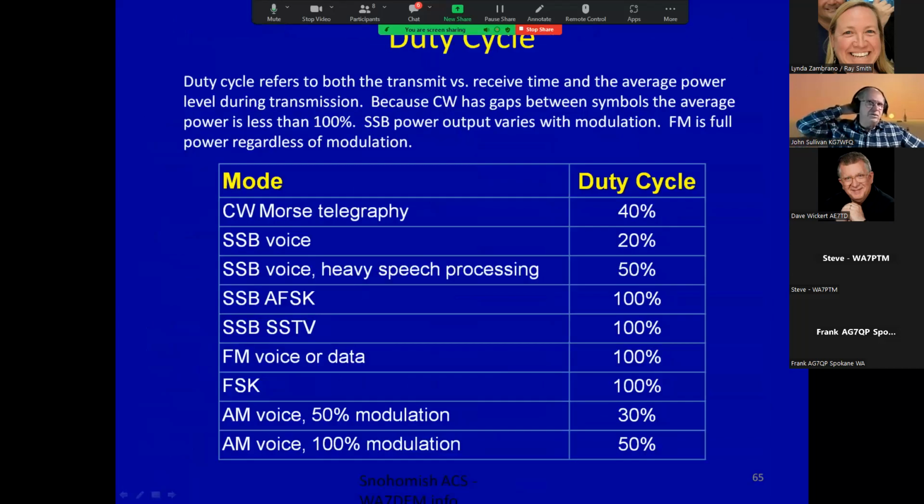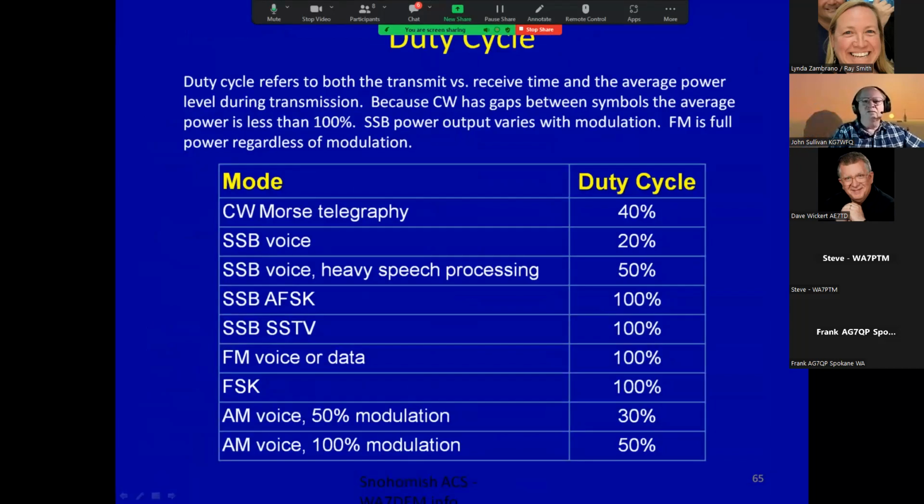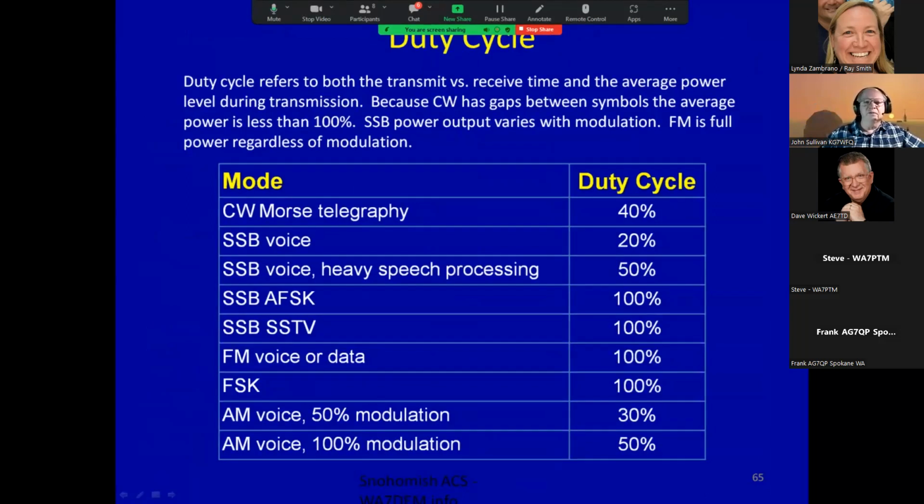So let's talk a little bit about duty cycle. Duty cycle is basically the ratio of the time that you're transmitting versus the time that you're receiving. Or first, it's actually the transmit time over the total time. So if you talk about 40%, like the first one here, CW Morse code, it's 40% duty cycle. So out of a 1 minute period, in normal operation, 40% of that time would be transmission, and the rest would be receive only.